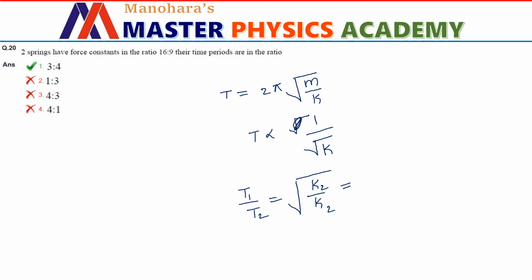So let us substitute. The second spring is having spring constant 9. The first spring is having spring constant 16. So 9 by 16 whole to the power 1 by 2. So it is going to be 3 by 4, which is given in option 1. So that's the end of the part 2.